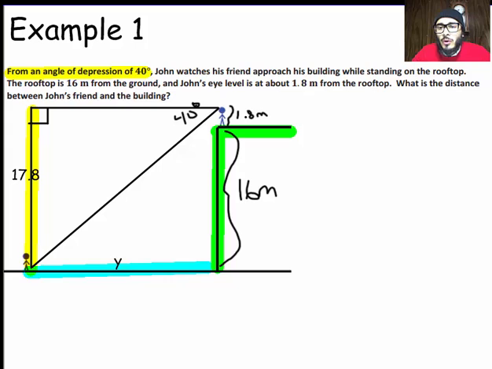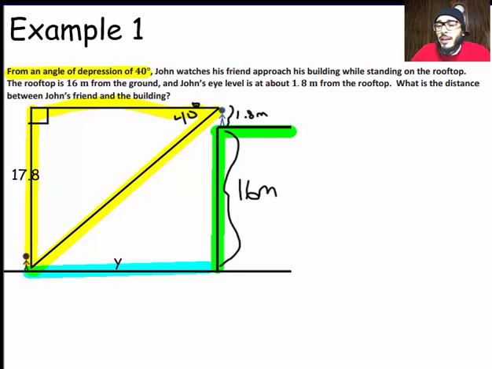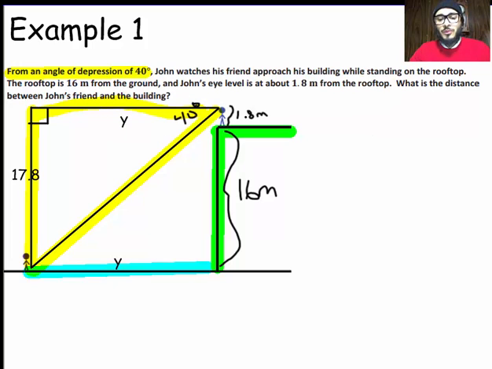Well, if you notice in our initial right triangle, which is highlighted in yellow, this line here is going to be equal to the y that we're looking for, right? The line that we're looking for. So how could we find y? Well, now you can use a trig ratio to find y.